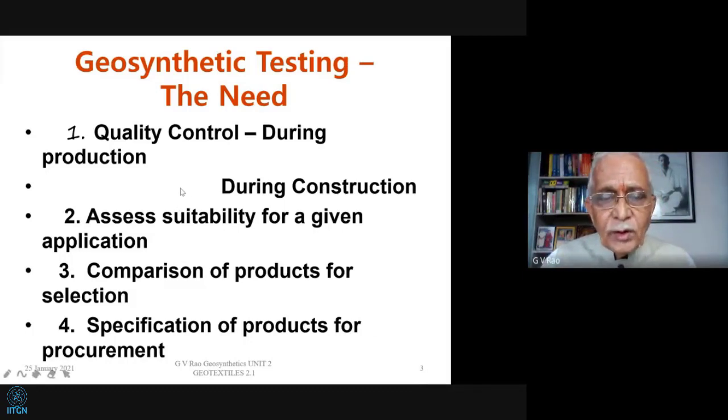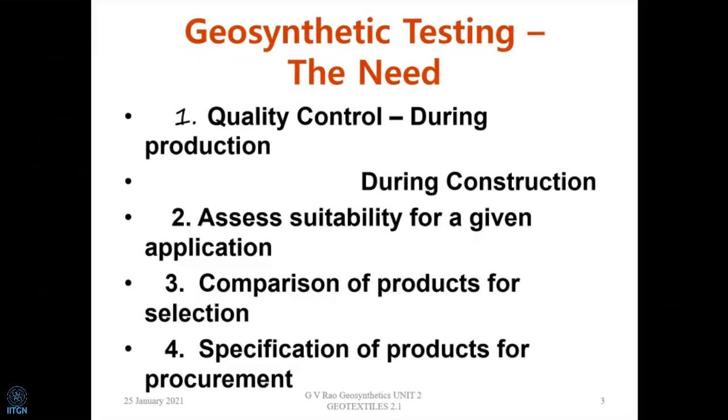What do you mean by quality control? We are going to use so much quantity of this material. Sometimes the number of rolls could be hundreds of rolls. So many lorry loads of rolls we are going to use. And we ought to know whether the quality is maintained during production at the factory, and then whether it is maintained during construction. Two things are there: quality control during production, and then during construction.